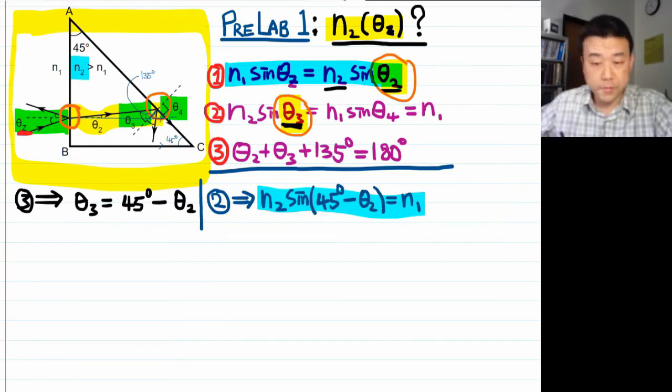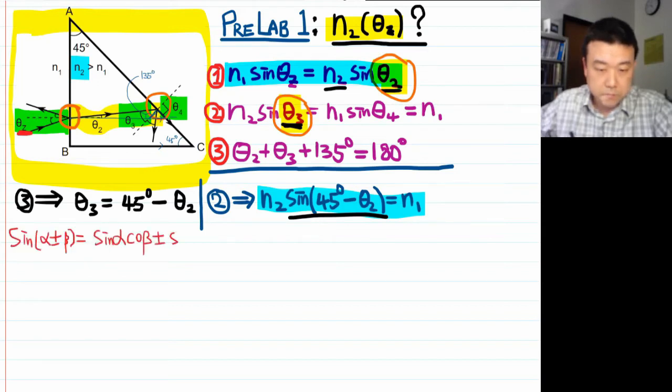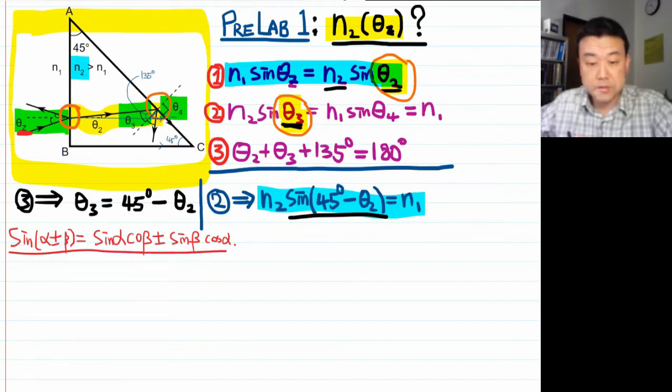I hope all of you remember the angle addition formula. It's the one trig identity that I would highly recommend that you memorize. Just because one, how useful it is, and two, how difficult it is to derive if you don't know it. So this is the sine angle addition formula. That is, sine of alpha plus minus beta is equal to sine of alpha times cosine of beta plus minus sine of beta times cosine of alpha. So let me apply to that the underlined expression for sine of 45 degrees minus theta 2 and see what we get.